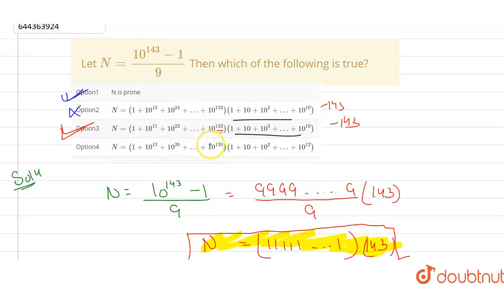For option 4, I can clearly check from the power. Here the power is 133 and this is 10 to the power 12. Clearly, the solution does not have the power of 143, so this is the wrong option. So from all four options, I can clearly say that option 1 is a correct answer and option 3 is also a correct option.